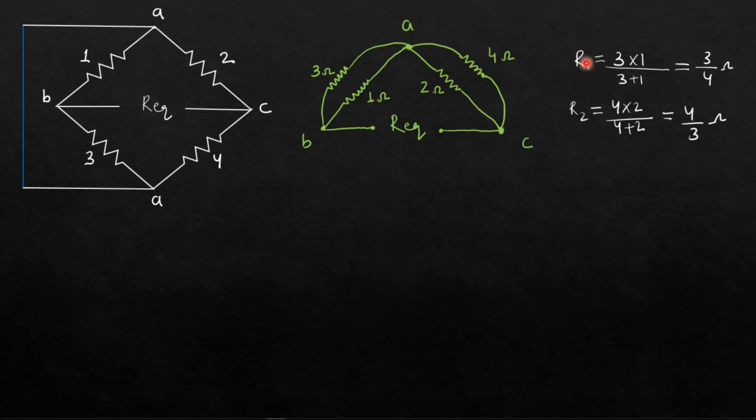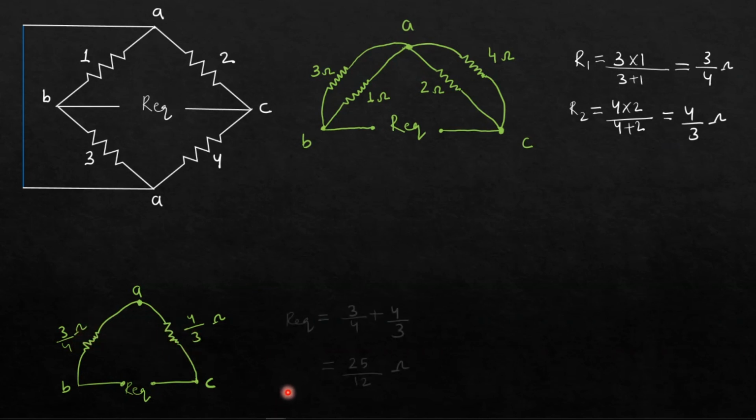Now R1 and R2 are in series. You can see here these two are in series. So let us redraw this. I have connected R1 here in place of these two, and I have connected 4 by 3 here in place of these two. So you can clearly see these two are in series. So R equivalent will be the addition of these two, that is 3 by 4 plus 4 by 3. That will come out to be 25 by 12 ohms. So that is how we calculate the R equivalent. Okay.